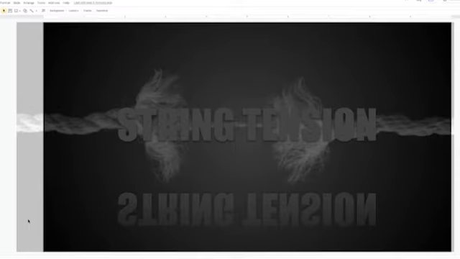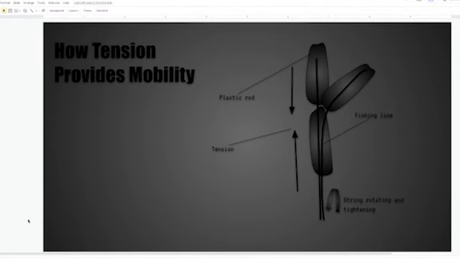My third point is string tension, and how tension provides mobility. I have this diagram here which shows a simple version of what my project will be doing. The black lines over here are the fishing line, and this is representing tension. These big blocks here are plastic rods, and what it's showing is the string tightening causes the fishing line to bend the two rods, which shows mobility being caused by the use of tension.